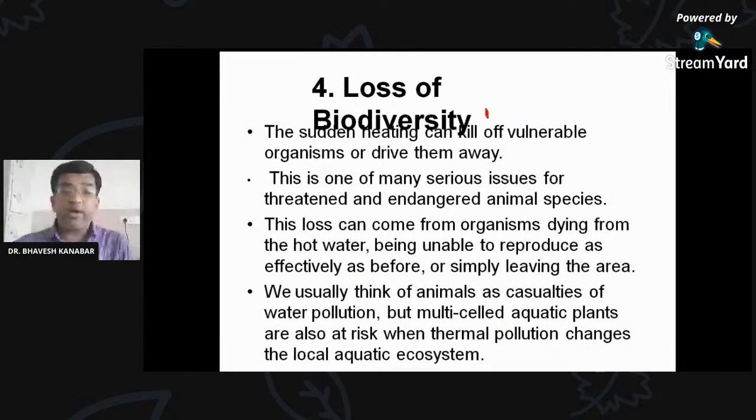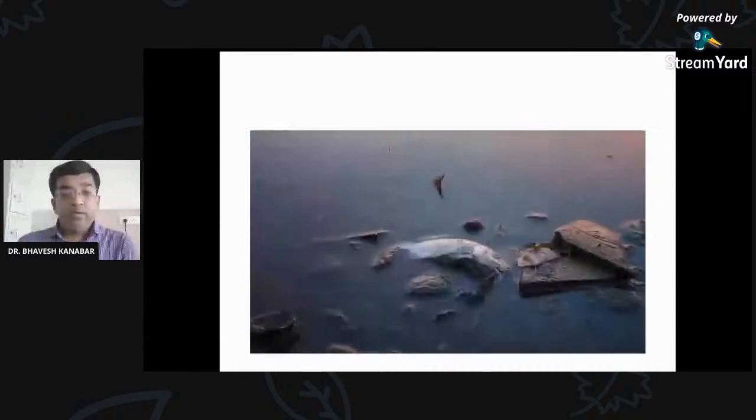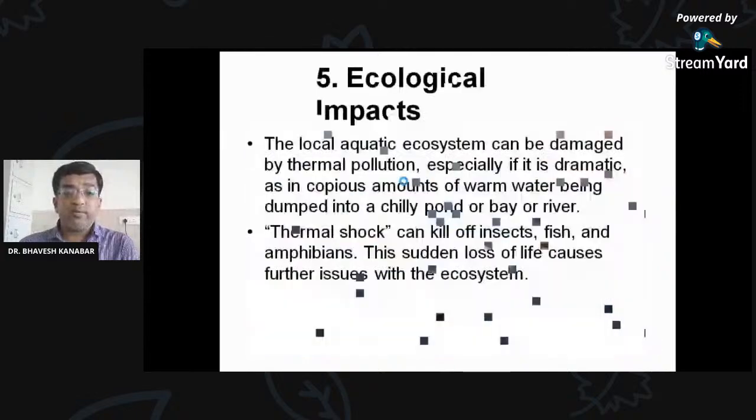Loss of biodiversity, I have already told, is the loss of certain types of animals. If there is loss of all the fishes, then it is called loss of biodiversity. Again, you can see the dead aquatic animals.